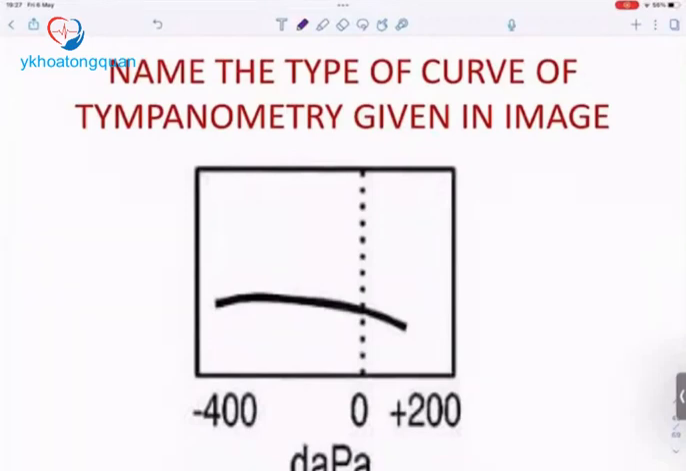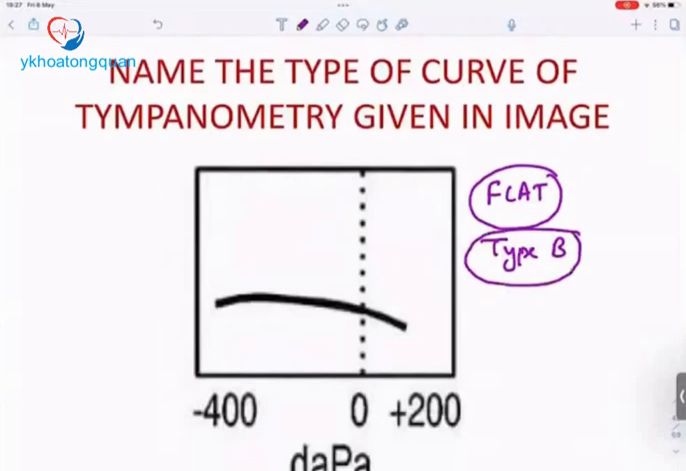Yes, very good. Very good. You can identify it's a flat tympanogram or type B tympanogram. Janet, tell the audience that I'm very happy with the response.